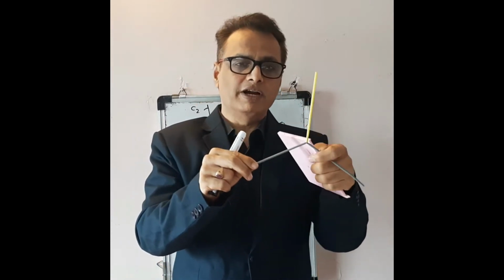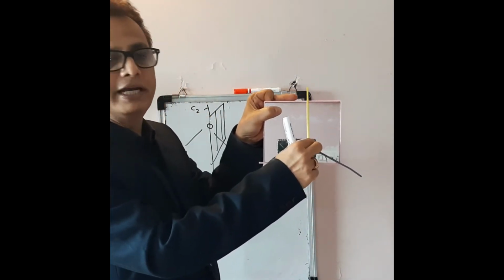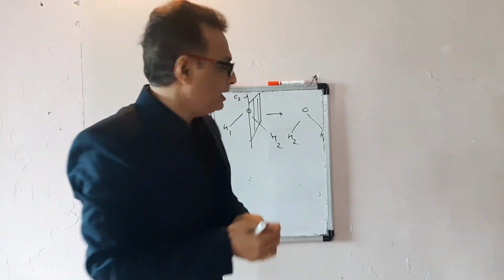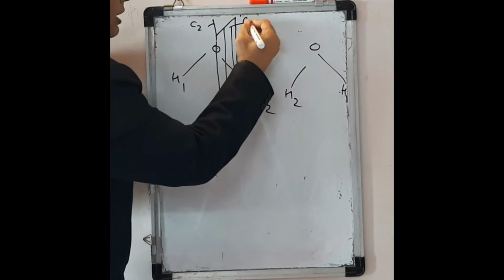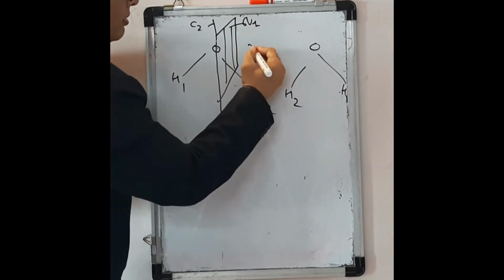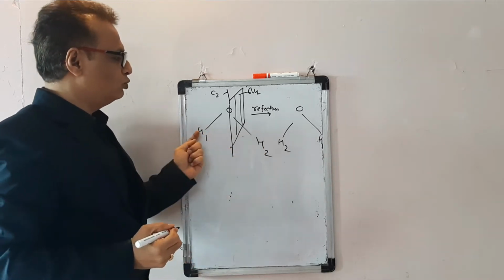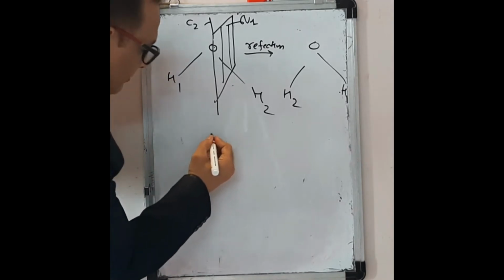Similarly, this is the second vertical plane which also contains the principal axis, and which bisects half of the oxygen and half of the two hydrogens, and brings the molecule into the same configuration. In the water molecule, this is the first vertical plane, denoted by sigma V1. So H1 would be reflected to H2 and H2 would be reflected to H1. This is one vertical plane, and this is the second vertical plane.